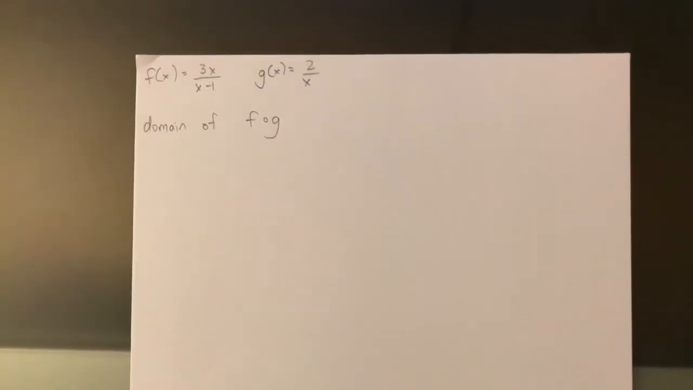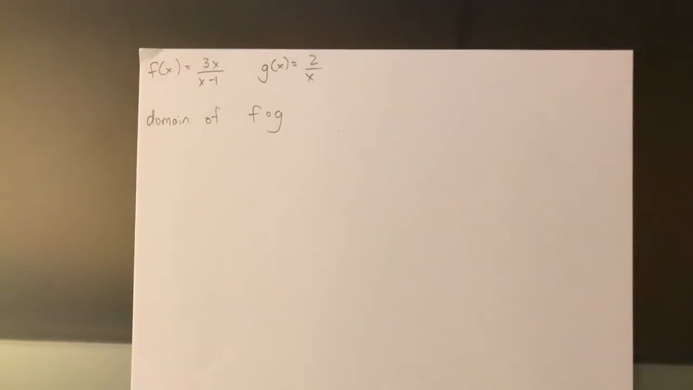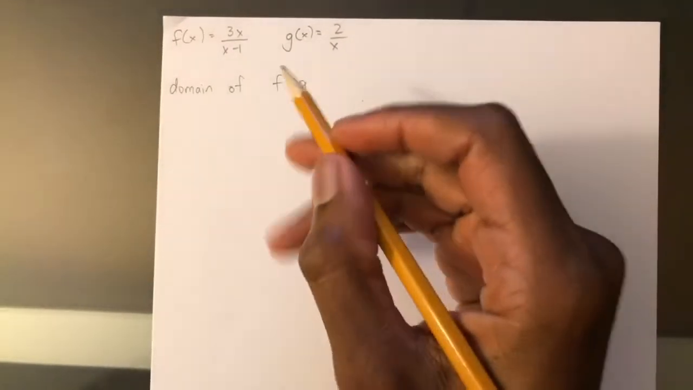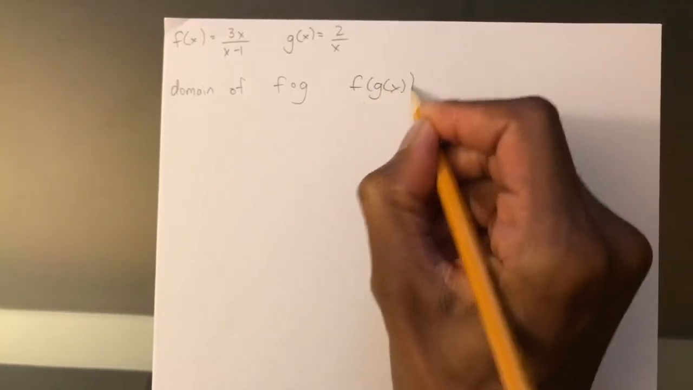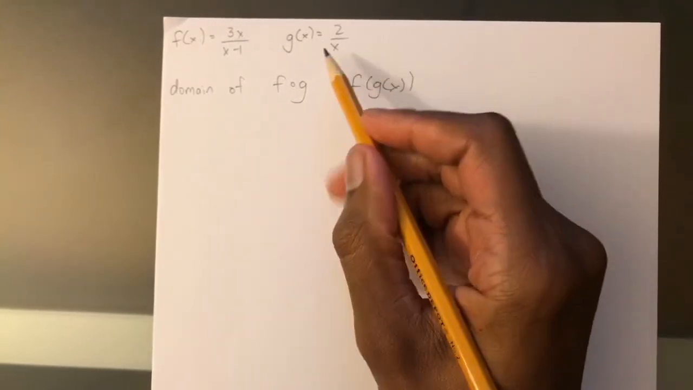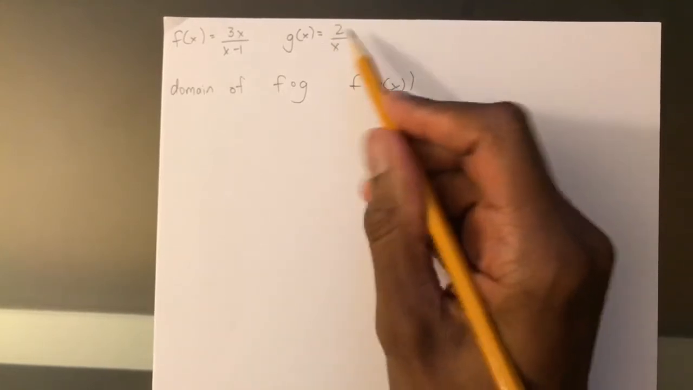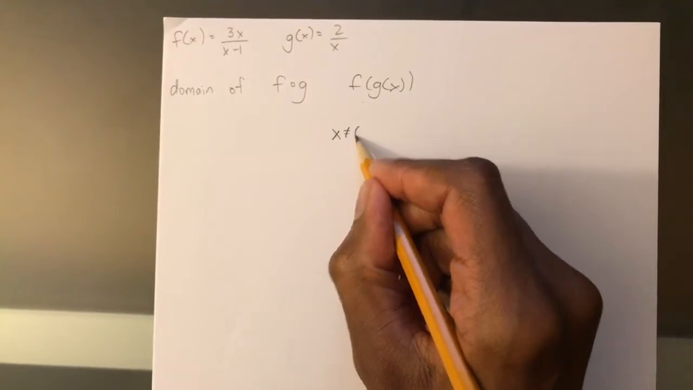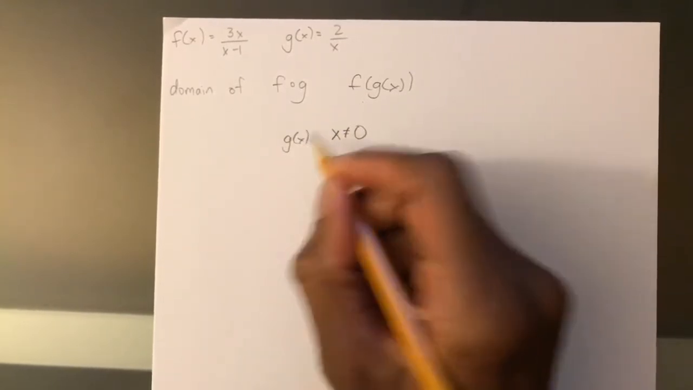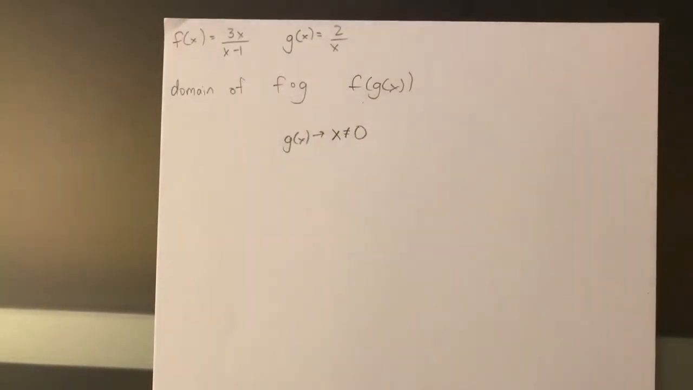All right, new functions, new f, new g. Let's find the domain of f of g, and then maybe we'll find the domain of g of f as well. First step, find the domain of the inner function. It's f of g of x, so the inner function is g of x. Little rational function, set the bottom not equal to 0, and you realize the domain of the inner function g of x is x does not equal 0, meaning all reals except 0.